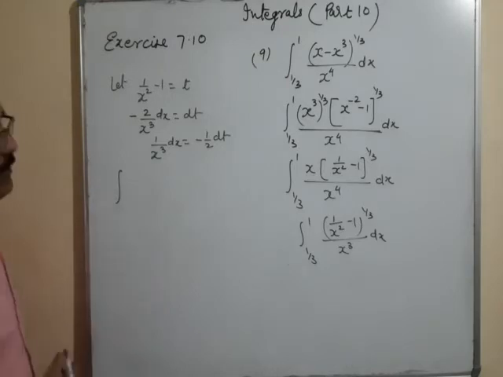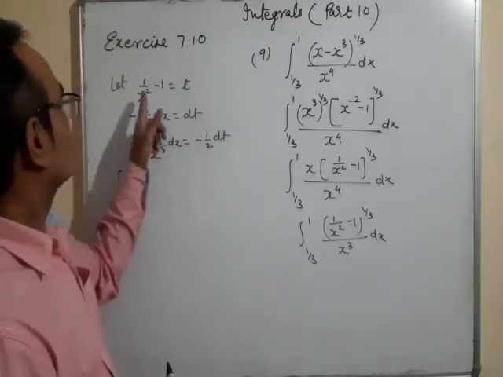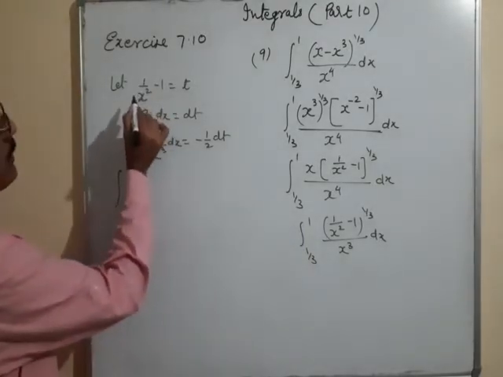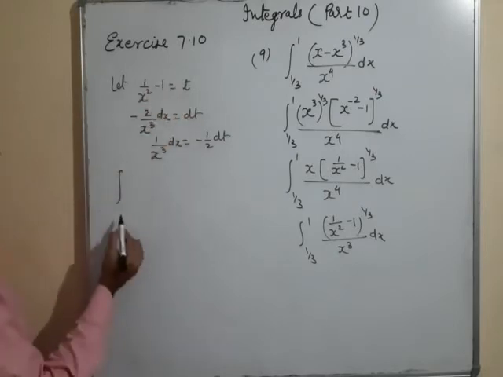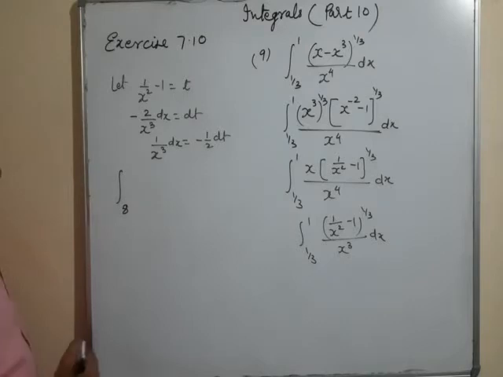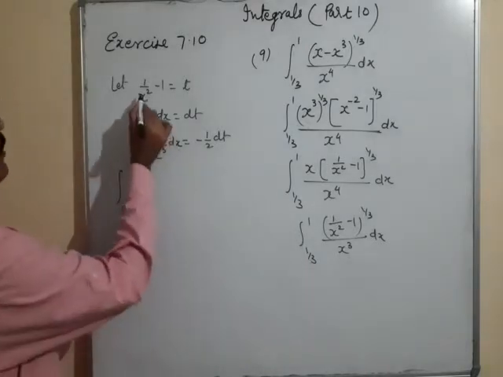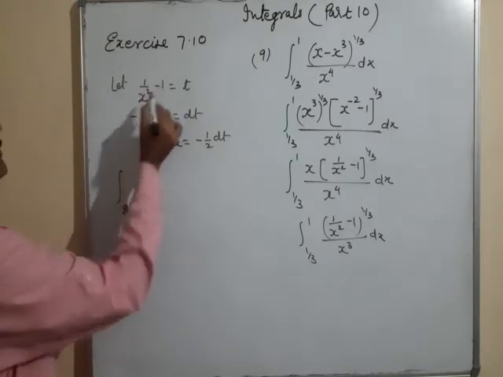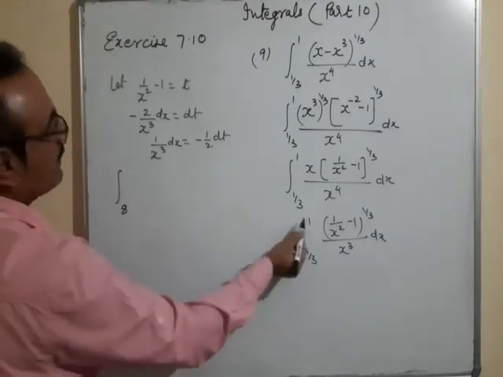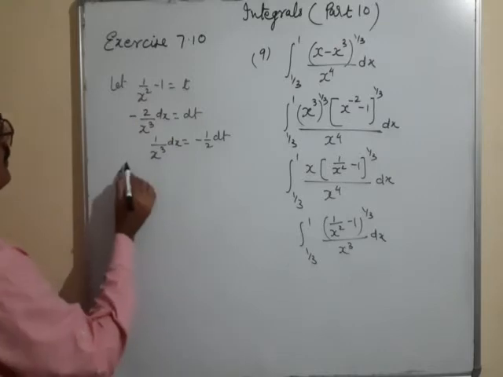Replace the term. Okay, first, in place of x, I want to put here 1/3. So 1/9, 9 is coming here, 9 minus 1, 8. This is the lower limit. Now let us see the upper limit. What is the upper limit? When we put here 1, so 1/1, 1 minus 1, that is 0.